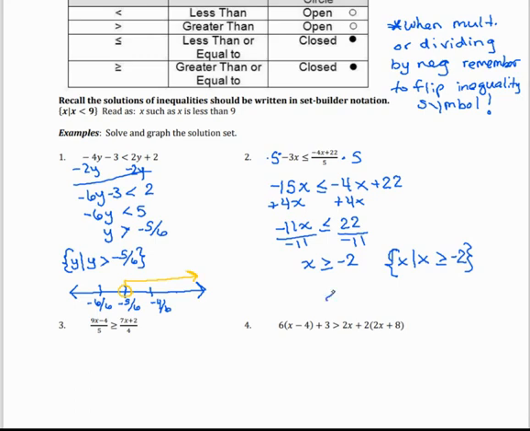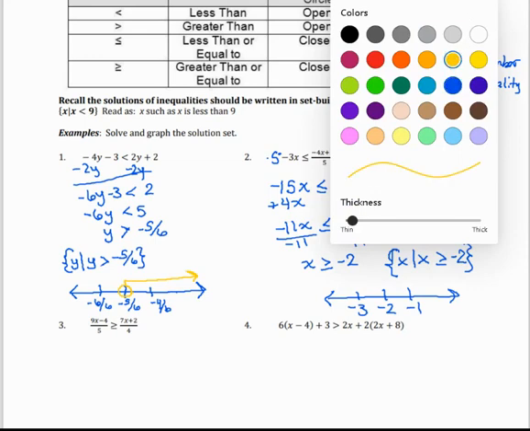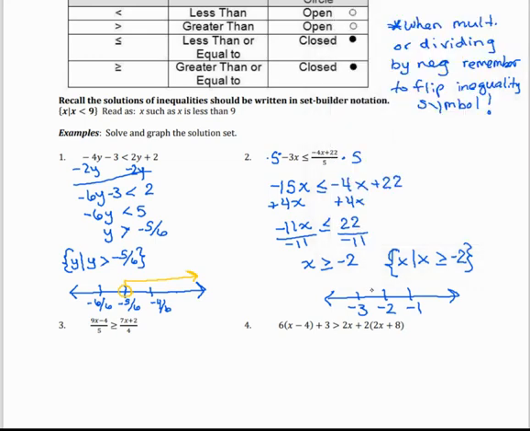And when I graph that, negative 2 in the middle, negative 1 and negative 3 on each side. I'll grab a different color. And again, I'm greater than. So it's included this time though, so I'll have a closed circle right on negative 2. And I'm greater than, so I want everything to the right.